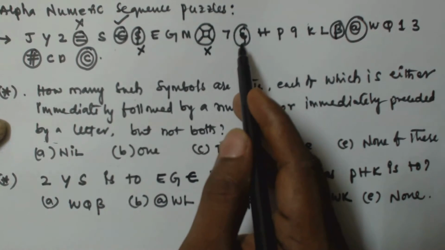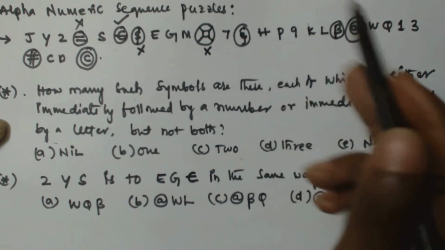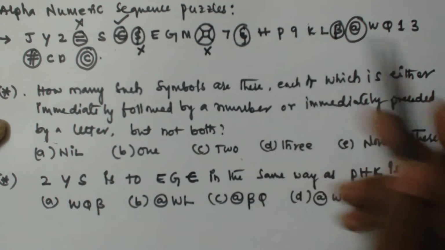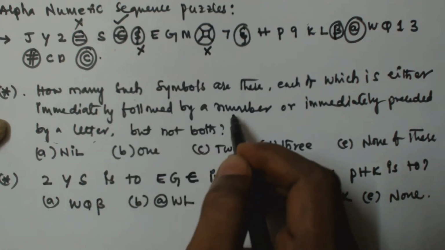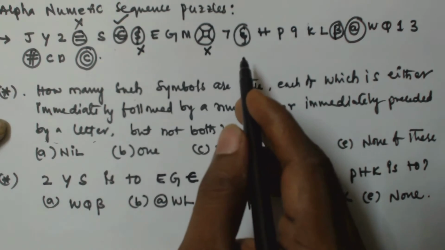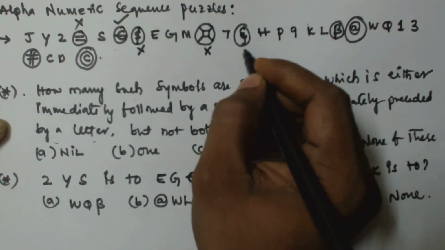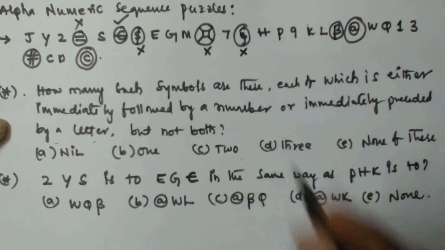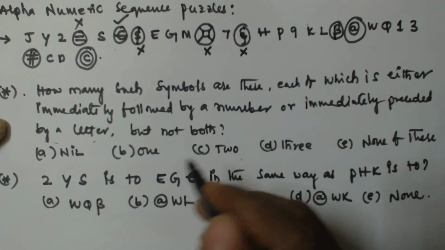And next one is this symbol, and this one is preceded by a number and followed by a letter. So it is supposed to be immediately preceded by a letter or followed by a number. So this one is completely against both of them and it is not following any one of the conditions. Okay, so that's why I'm not taking this one.